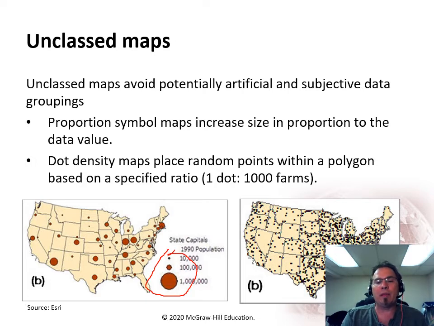The same thing with the dot density. Those dots are placed randomly. They're there to show population density. There are no cities actually where those dots are. It's just showing that, hey, there are more people in this area, or fewer people per area.